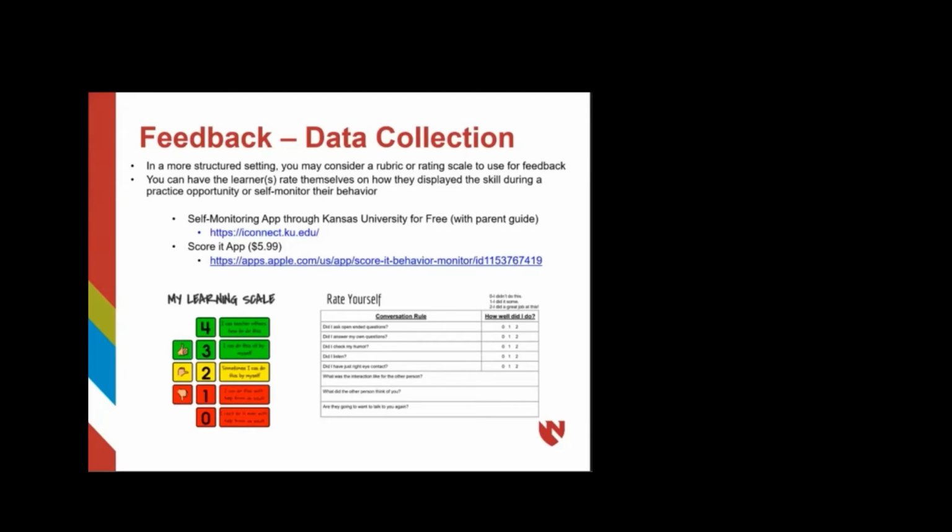Okay. So in a more structured setting, you may also consider using a rubric or rating scale for feedback. By using a rubric rating scale, you can take data during the rehearsal phase and then give specific data about each component of the skill that you were taking data on. You can also potentially have the trainees rate themselves and describe how they displayed the skill during a practice opportunity, or self-monitor their own behavior.